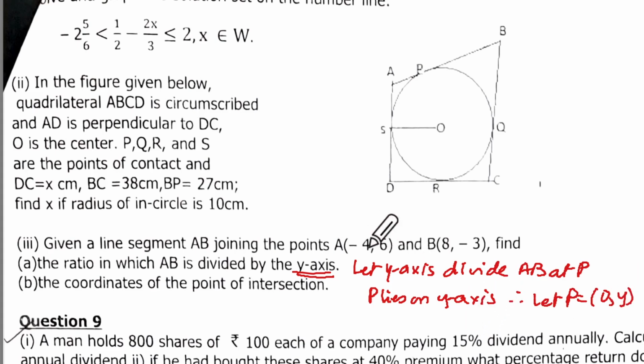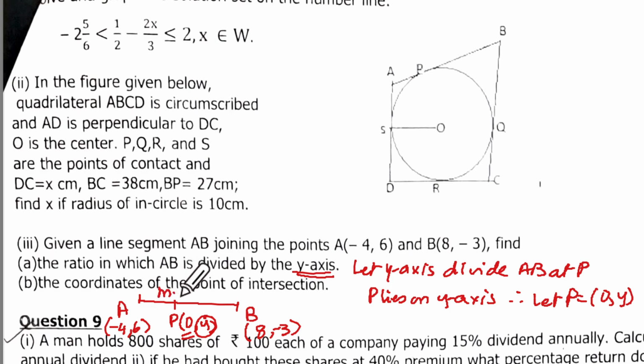Then you will show AB. This is your A, this is your B, and this is your P. This is 0 comma y. We already know A is minus 4 comma 6. B is 8 comma minus 3, correct? So you will use X formula to get the ratio and get the coordinates of point of intersection, means find Y using Y formula after you get the ratio.